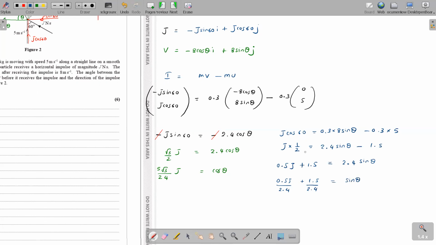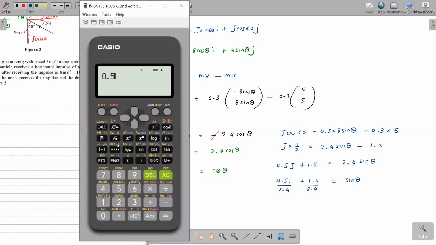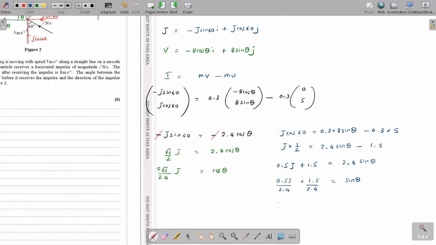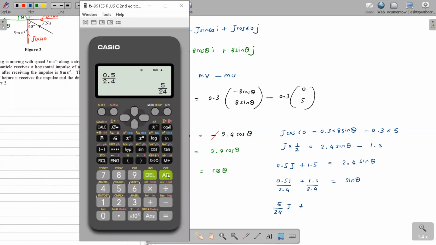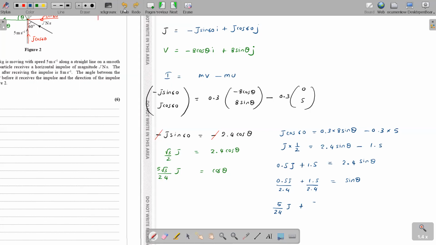Type both of them in the calculator. Half divided by 2.4, how much is it? 5 over 24, so 5 over 24 j. 1.5 over 2.4 is 5 over 8. So that's sine theta.